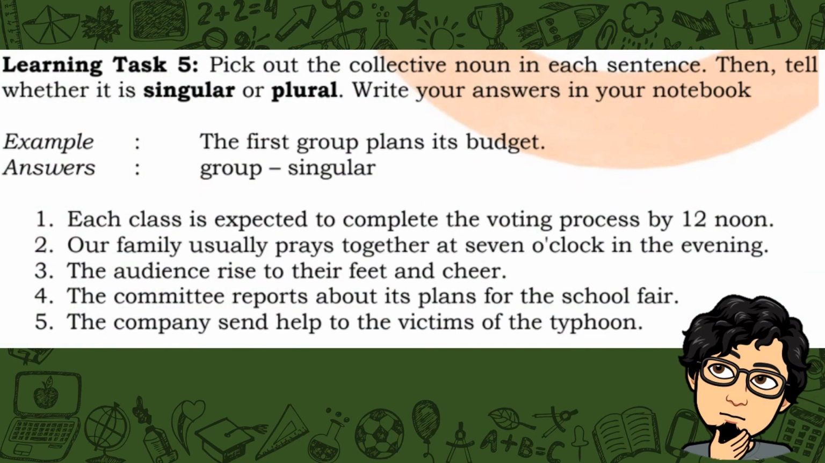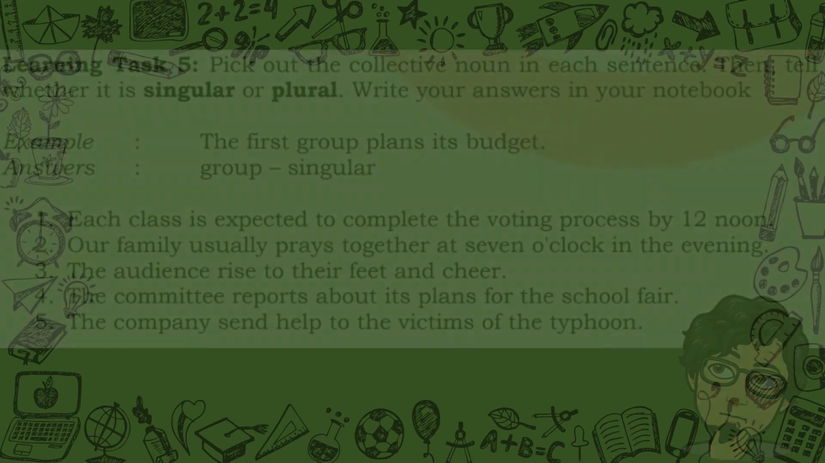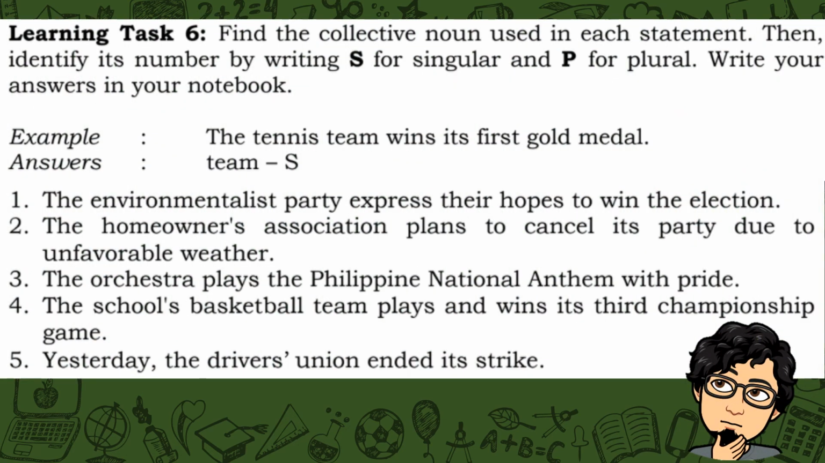Learning task 5 on page 13. Pick out the collective noun in each sentence. Then tell whether it is singular or plural. Example, the first group plans its budget. Group is in singular form. Learning task 6 on pages 13 to 14. Find the collective noun used in each sentence. Then identify its number by writing S for singular and P for plural. Example, the tennis team wins its first gold medal. The noun team is in singular form.